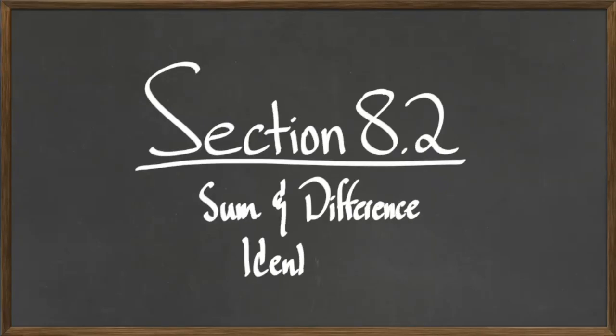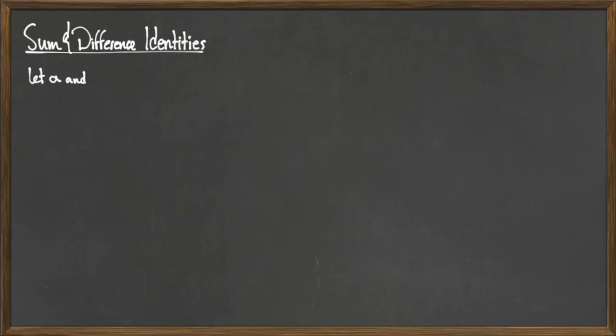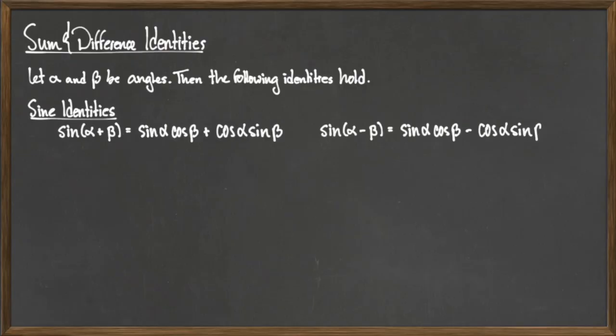Hey everyone, in this section we're going to be talking about sum and difference identities. To start off, go ahead and let alpha and beta be some angles. Then we're going to get the following identities for sine, cosine, and tangent. The first sine identity goes as follows.